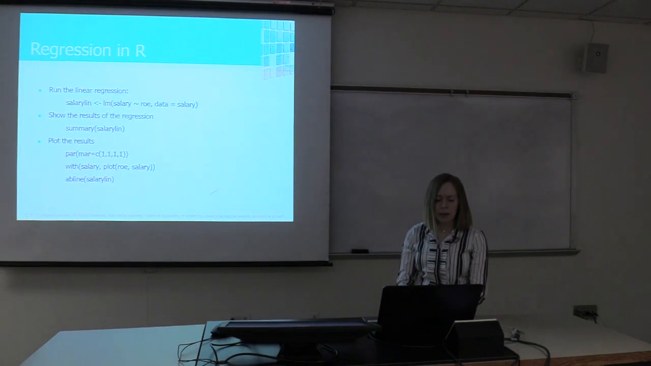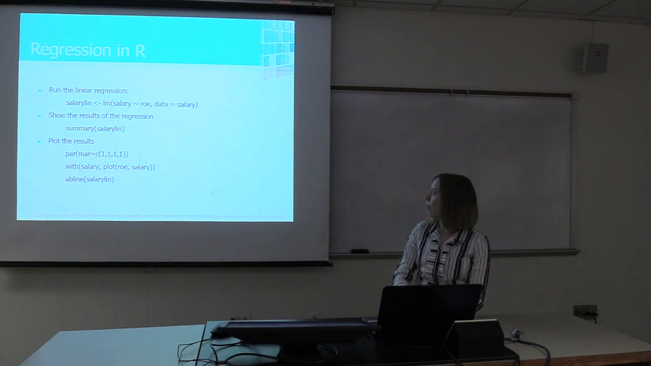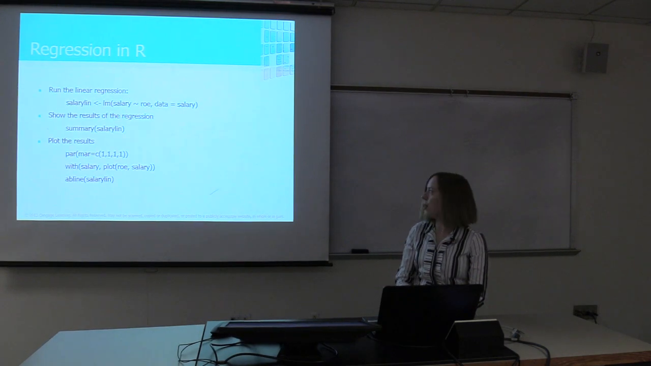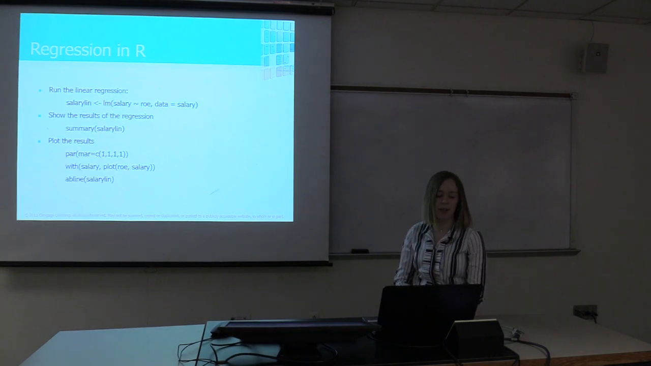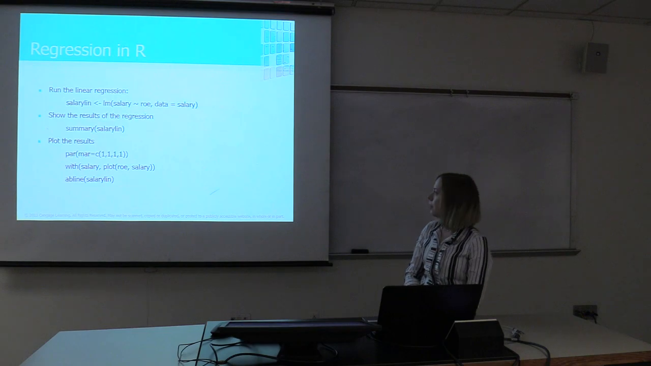What this does is it runs a linear regression, lm, where salary is on the left and return on equity is on the right. This is telling it your data set is salary, and then you're saving the results into something called salary lin. I called it that for linear. Okay, so you're going to type that.